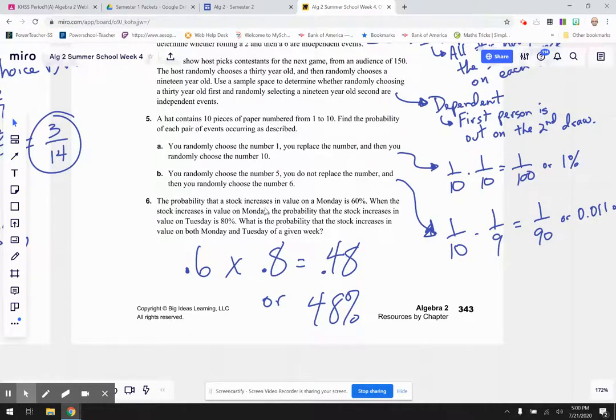The probability the stock increases in value on Monday is 60%. When the stock increases in value on Monday, then the probability that the stock increases on Tuesday is 80%. So what's the probability that the stock increases in value on both Monday and Tuesday? So the 60% chance times the 80% chance of it happening back to back, you multiply together, it's 0.48 or a 48% chance of that happening.